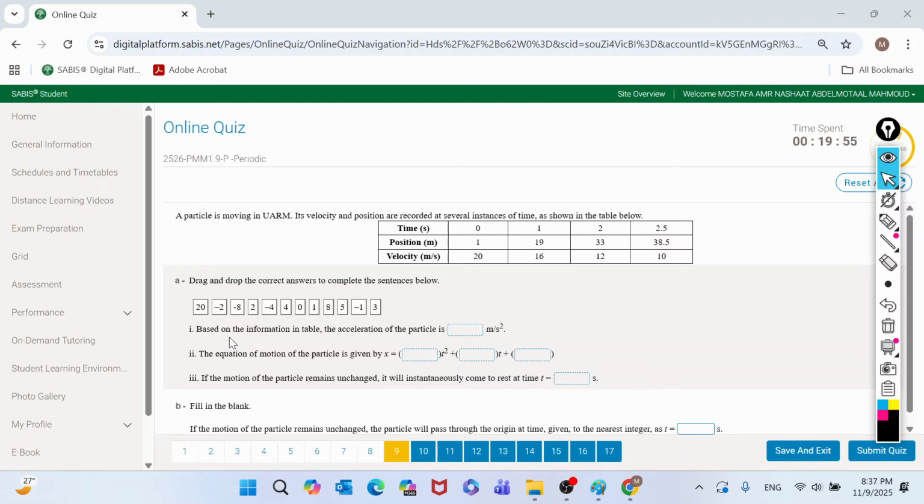Okay. Based on the information in the table, the acceleration of the particle is... So this is the table, obviously. So the acceleration of the particle. You can use v final minus v initial for any point, or just use the first two because it's easier. So 16 v final minus 20 over 1 minus 0. The other way. So that's gonna equal negative 4. So the acceleration is negative 4.